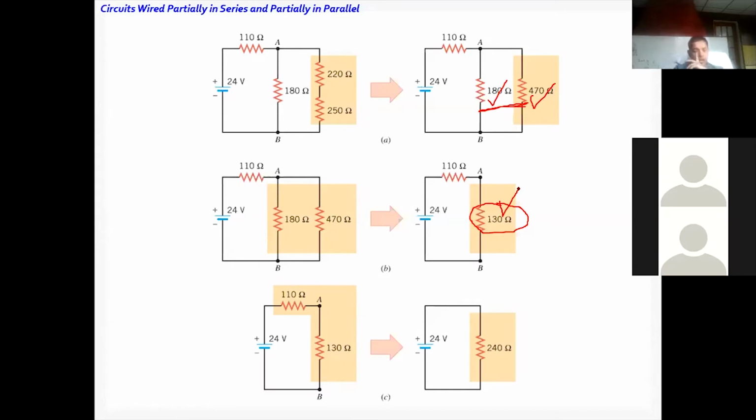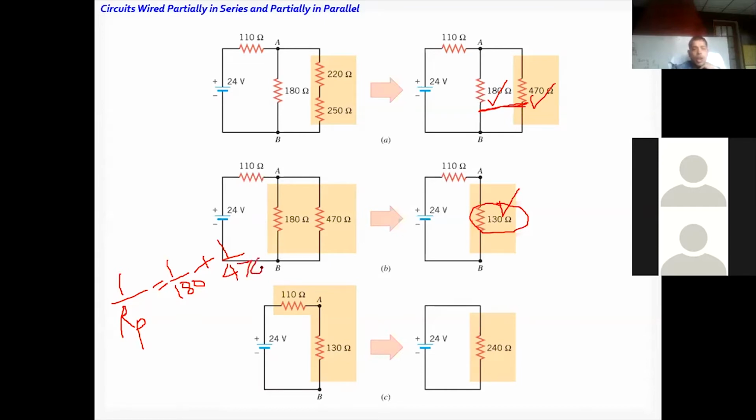If the resistors are connected in parallel, what is the formula again? 1 over Rp for the parallel, right? 1 over Rp equals 1 over R1 plus 1 over R2. What is your R1? Help me here. 180. R1 is 180. Then what is your R2? 470. Very good. Thank you.